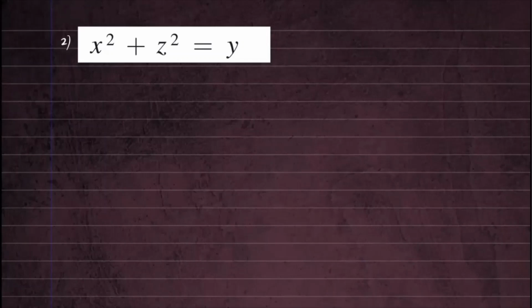Now our next surface is going to be this one. Here we have y is equal to x squared plus z squared. If you look at the traces in the xy plane, yz plane, or xz plane, you'll see you get parabolas or circles. So we're going to have a paraboloid. So that's the name of this surface. Now it's going to be a paraboloid along the y-axis.